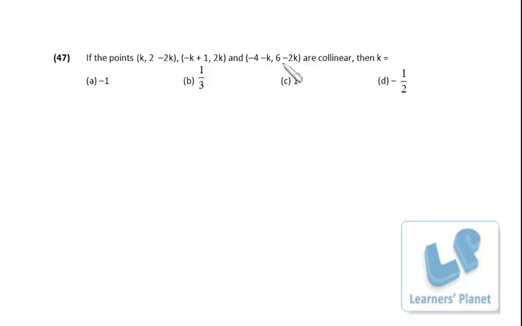If these points are collinear, then K is? Suppose these are A, B and C. If the points are collinear, their slopes should be the same. So you can find the slope of AB and the slope of BC and then equate them, right? So I just do it. Slope of AB will be 2K minus 2 plus 2K upon minus K plus 1 minus K. That is the slope of AB. And for the other slope, we can take AC also, we can take BC, any of them can be taken. Suppose I take BC.